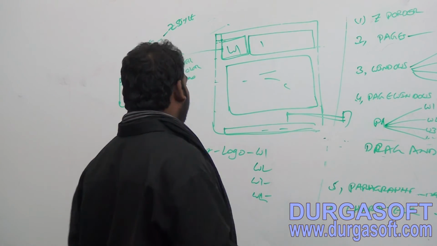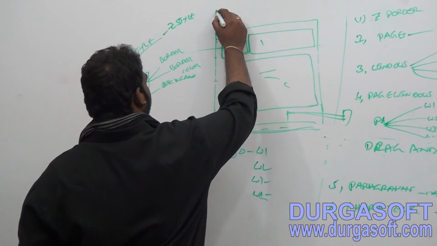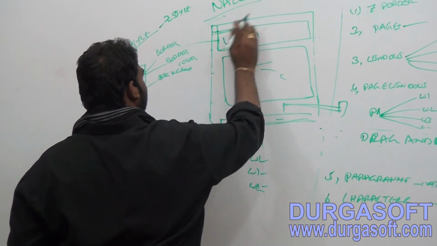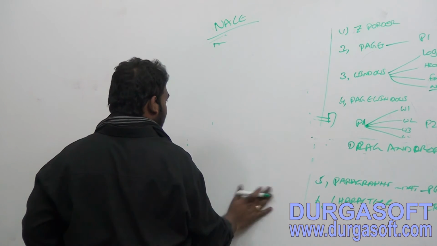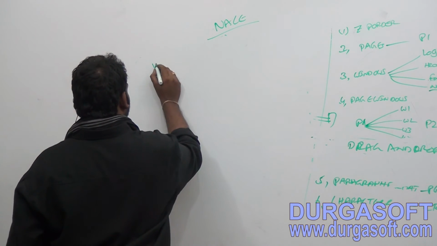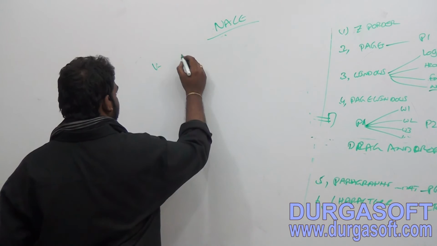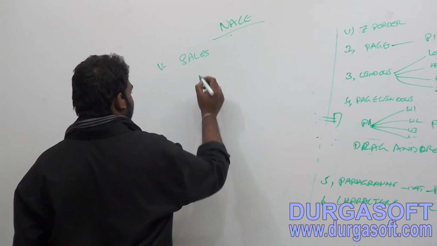That means for that, we can go to the transaction code NACE. Under that, we select the document type V. In SAP, the document type V indicates sales.